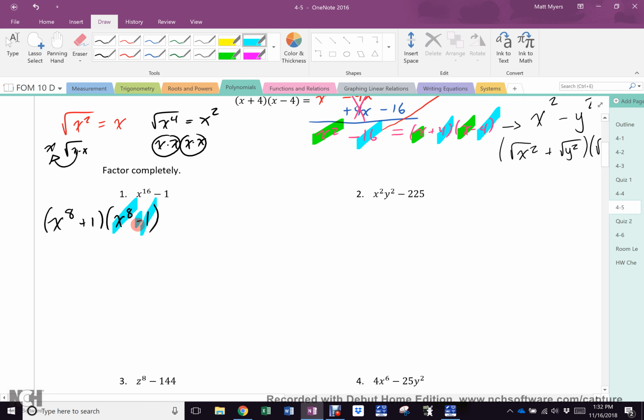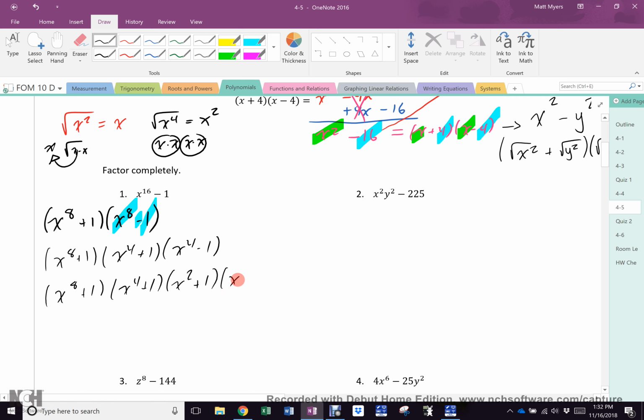Can I forget about my previous factors? No. No. Damn it. X to the 8th plus 1. All right, fine. X to the 4th plus 1. X to the 4th minus 1. Now I'm done. No. Why not? 4 has a square. 4's got a square. Myers. X to the 8th plus 1. X to the 4th plus 1. X to the 2 squared plus 1. X squared minus. Now I'm done.